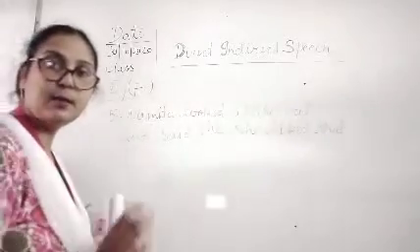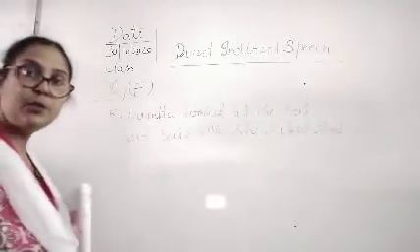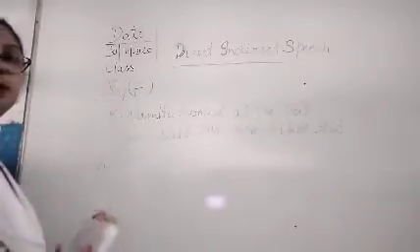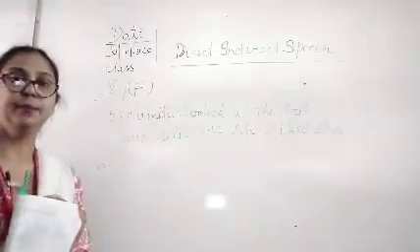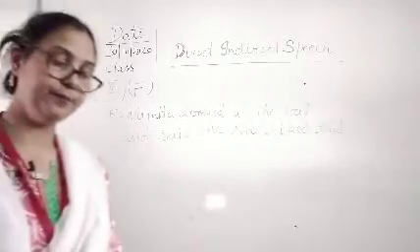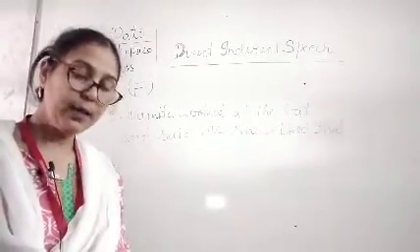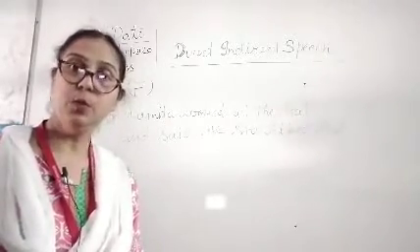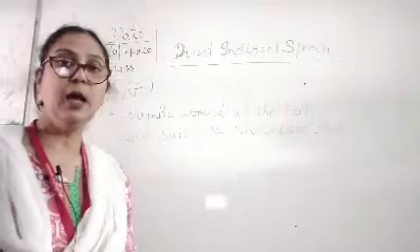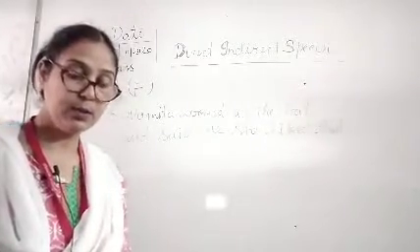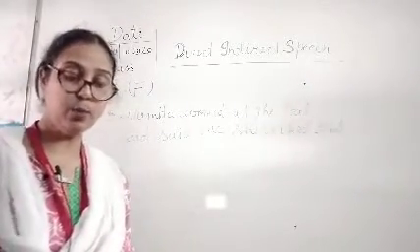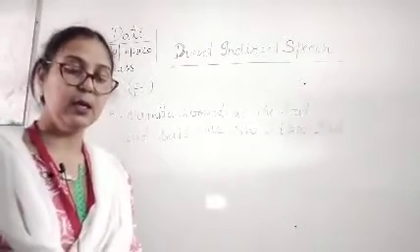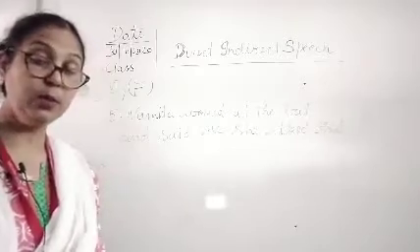I hope it is clear. Now we are going to do number 6. Number 6 we are going to complete. That is, number 6 is: Mohit said to Meena, I kept the books here. Now here, Mohit told Meena that he had kept the books there.